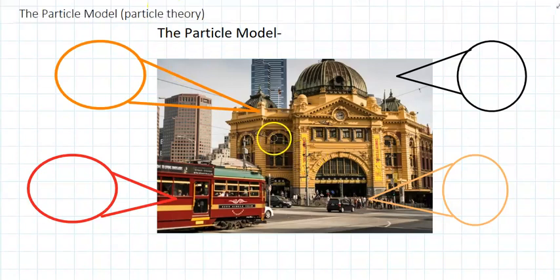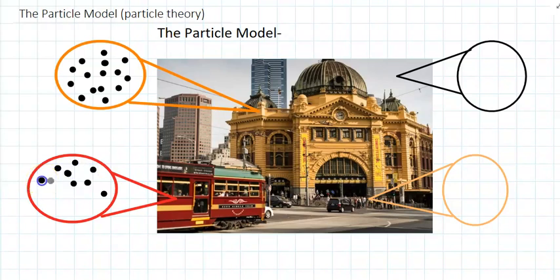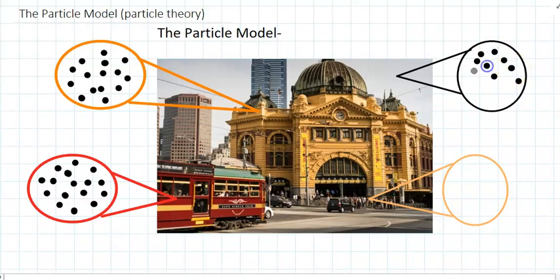So here we are in Melbourne at Flinders Street Station. So if you zoom into the bricks that make up Flinders Street Station, you would see a whole lot of tiny particles making up those bricks. And if you look at the tram, if you zoom in far enough into the metal of the tram, you'd also see a whole lot of tiny particles making up the metal in that tram. The same goes for gases as well. So the air all around us, it's made of tiny air particles.